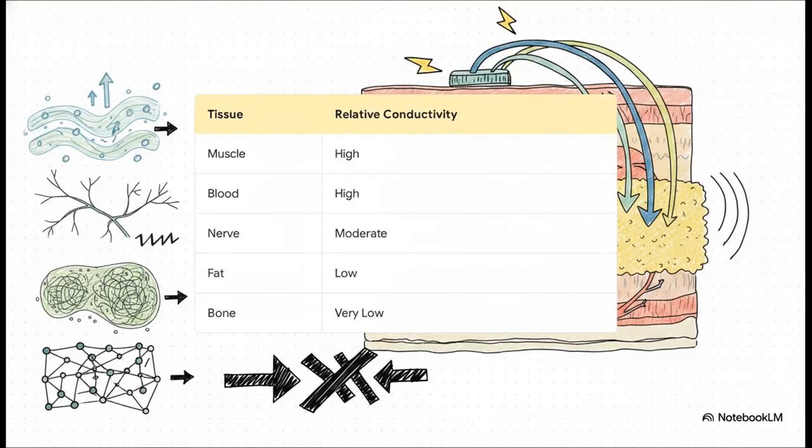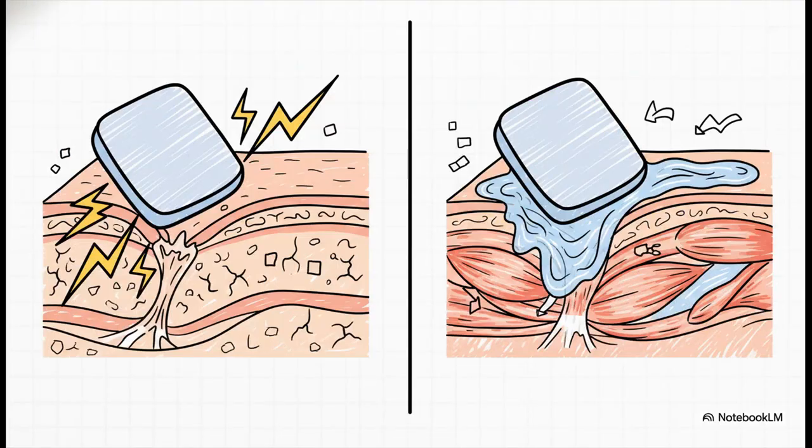And this is exactly why fat is such a tough hurdle. Muscle and blood have extremely high relative conductivity because they are just packed with water and ions. Nerve tissue is somewhere in the moderate range, but fat and bone, they have incredibly high impedance. They fiercely oppose that current flow. You absolutely have to understand these tissue layers to predict the depth of penetration for your electrical modalities. If your patient has a thicker layer of adipose tissue over that target hamstring, you've got to adjust your clinical approach, for sure.